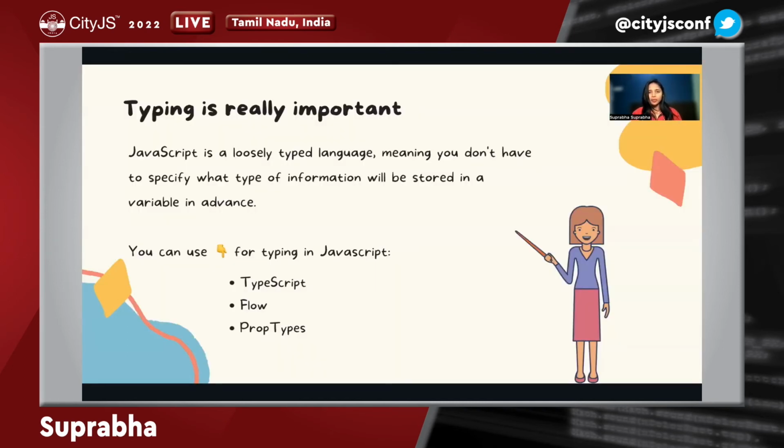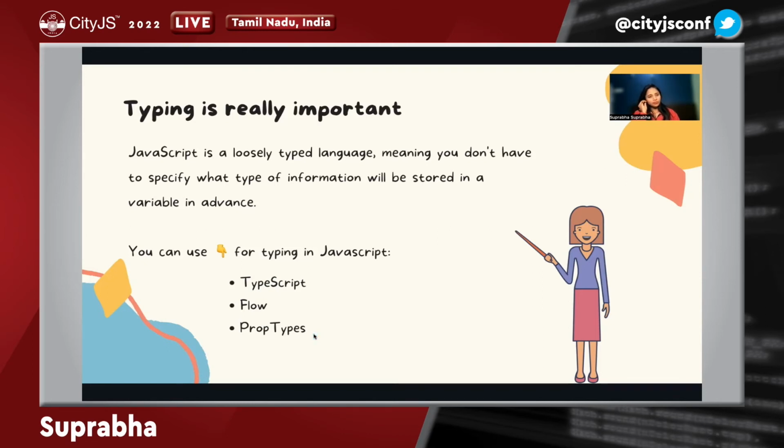Typing is really important because, as we know, in JavaScript we don't define the type like we used to in C or Java. But here in JavaScript, what we can actually do is use other typing options: TypeScript, Flow, or PropTypes. PropTypes is actually for the React platform only, but the other two you can use for any other technology you really want.